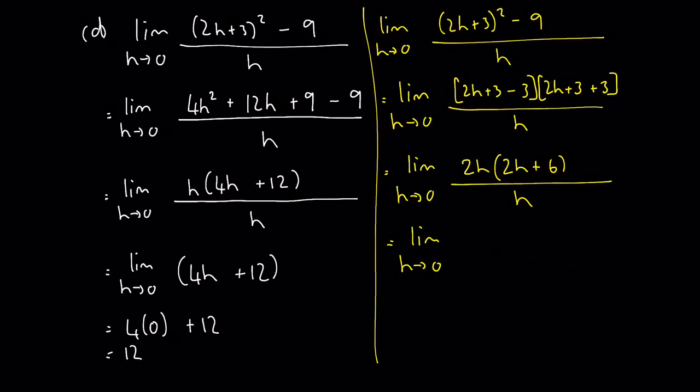So I don't need the fraction line. So it'll be 2 into 2h plus 6 with those h's cancelled. And now you can substitute the 0. So it'll be 2 into 2 times 0 plus 6. So in the bracket there is just 6, and therefore 2 times 6 is 12, which gives you the same answer.